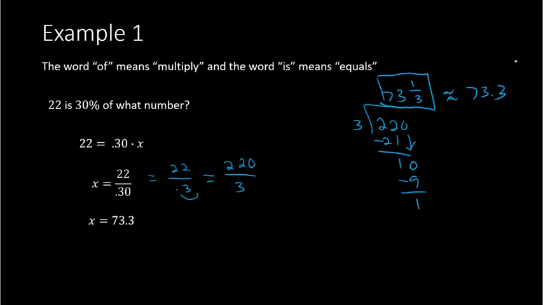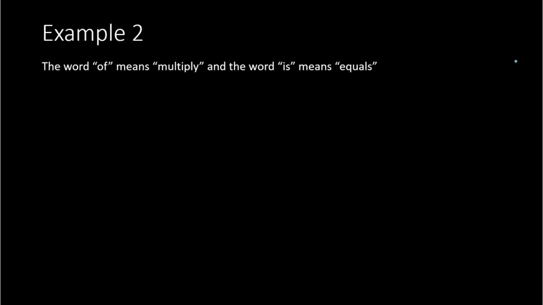So that's pretty much the entire concept of this lesson. We'll look at a couple more examples just to solidify what we just did. So example 2: again, "of" means multiply and "is" means equals. And if I were to ask you, 12 is 9% of what number? If you can, try to do this on your own. You can pause the video if you need. Once you have tried this, you can follow my explanation.